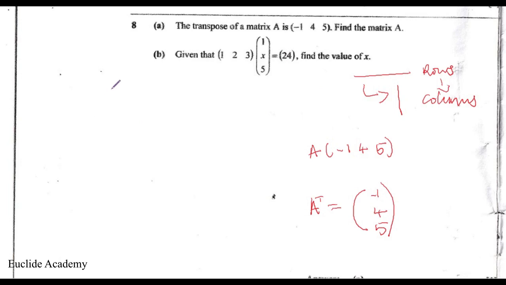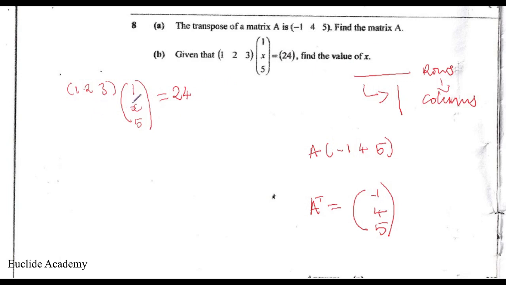The B part says that given the matrix (1, 2, 3), which is also known as a row matrix, a matrix with just one row, multiplied by a column matrix, which is (1, x, 5), this should give you 24. Find the value of x.